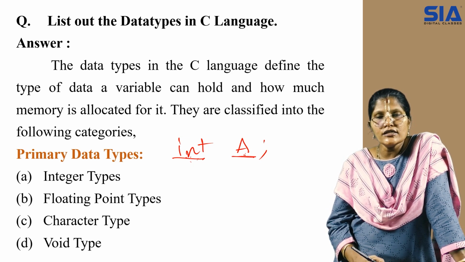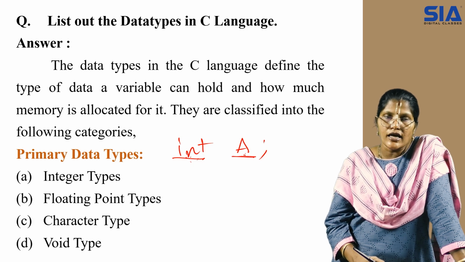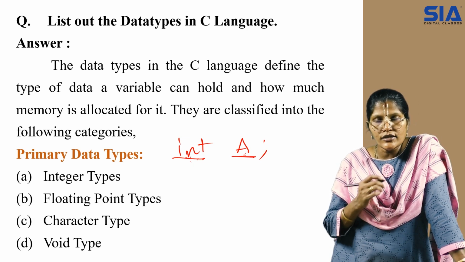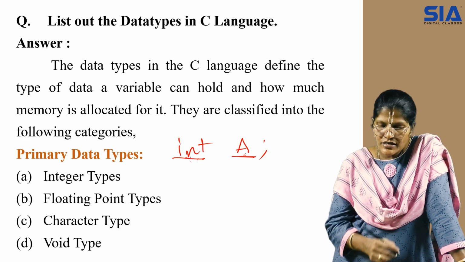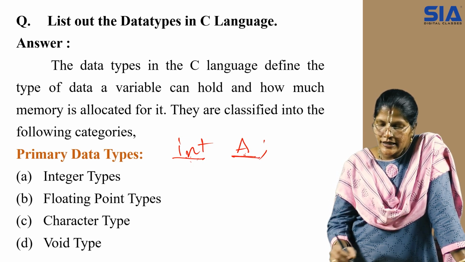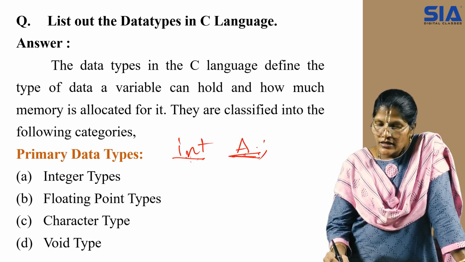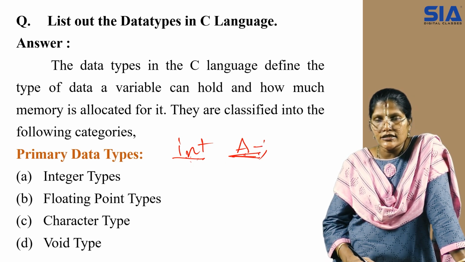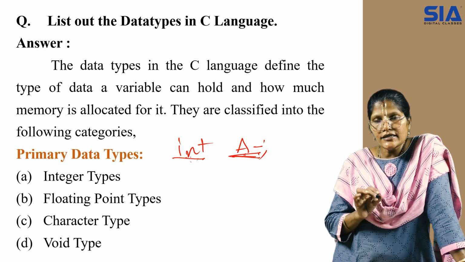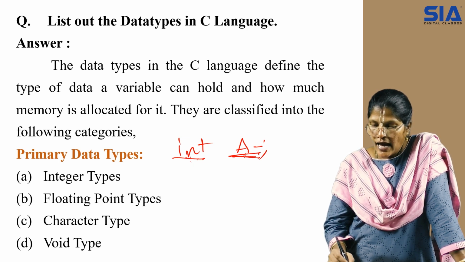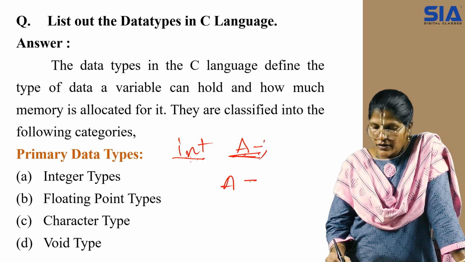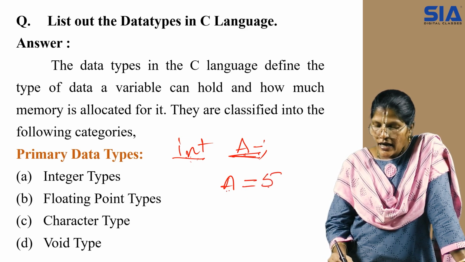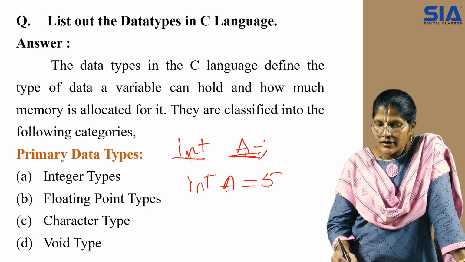We use data types to hold some value, so that the name of the variable which holds that value can be used. For example, if I take int a, int is the integer family and it has a value 5. 5 is assigned to a, and it belongs to a family called integer.